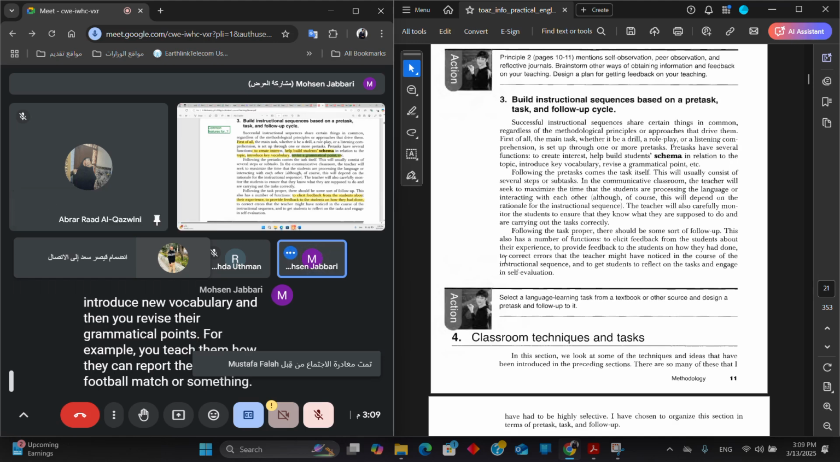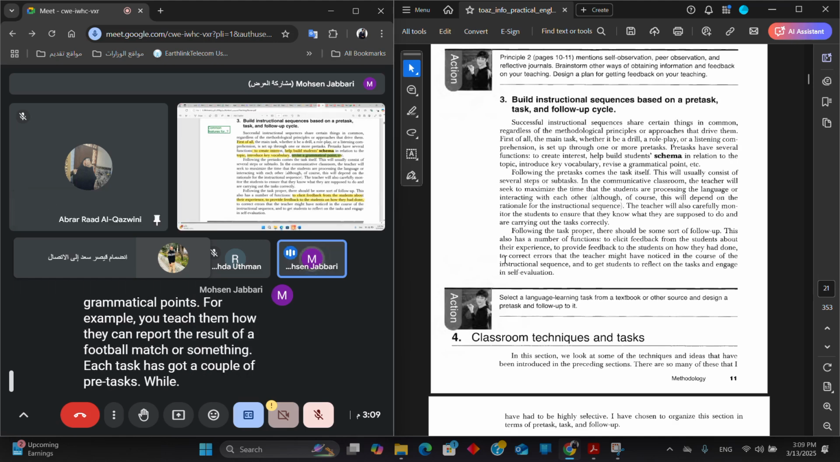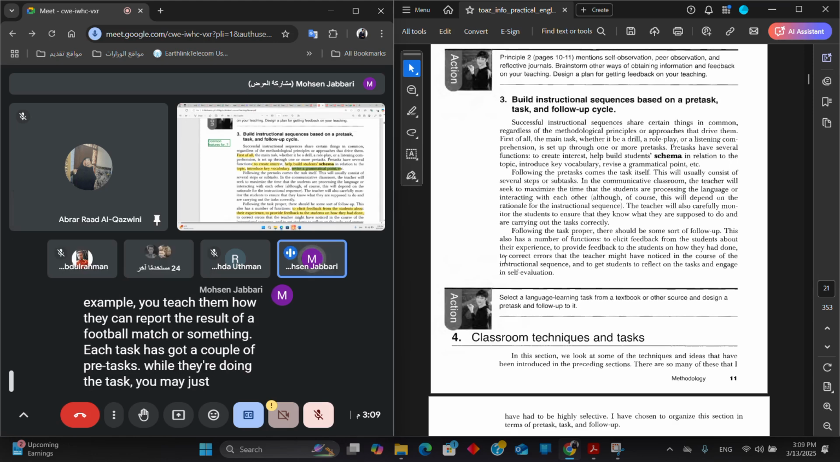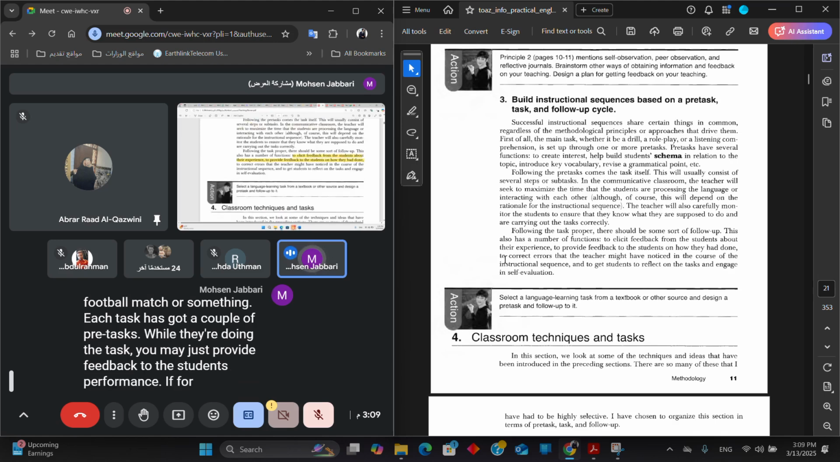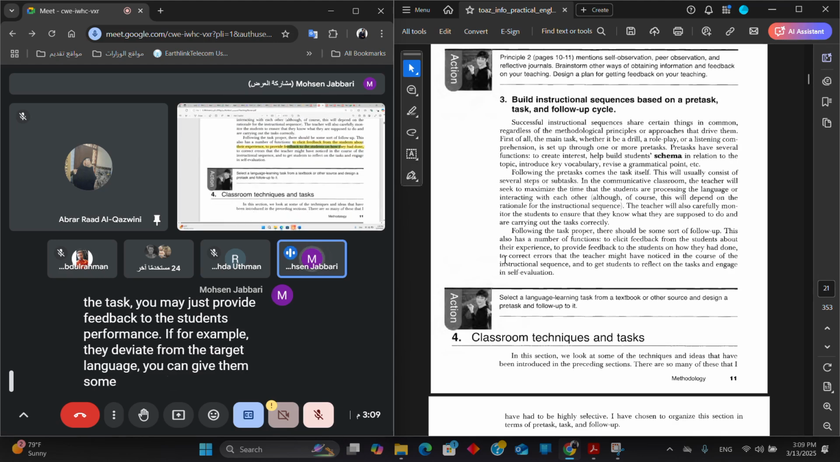Each task has got a couple of pre-tasks. While you're doing the task, you may just provide feedback to the students' performance. If, for example, they deviate from the target language, you can give them some feedback about what they should say and what they haven't mentioned and what they haven't said about football.